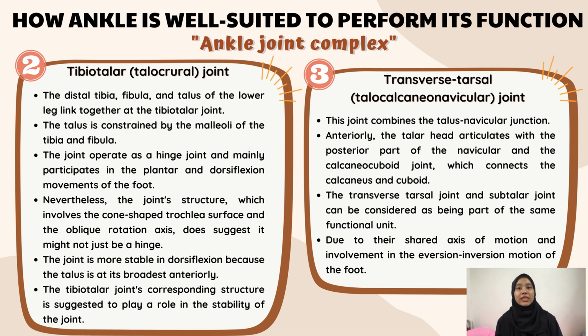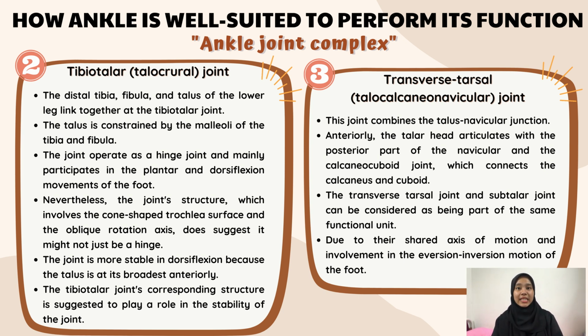Nevertheless, the joint structure, which involves the cone-shaped trochlear surface and the oblique rotation axis, does suggest it might not be just a hinge. The joint is more stable in dorsal flexion because the talus is at its broadest anteriorly. The tibiotalar joint's corresponding structure is suggested to play a role in the stability of the joint.